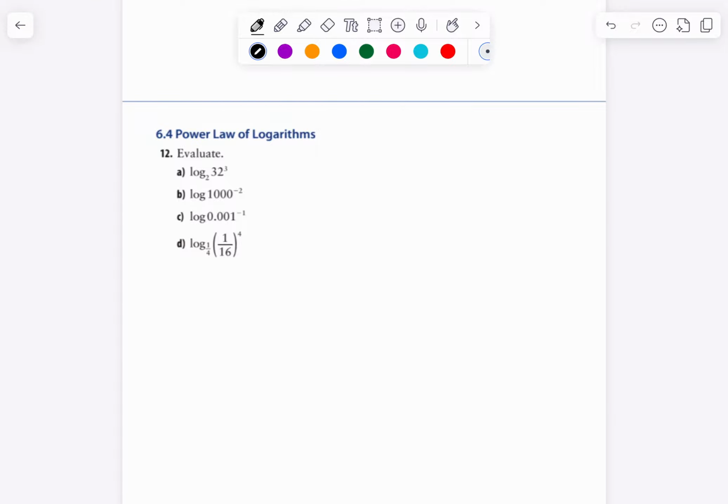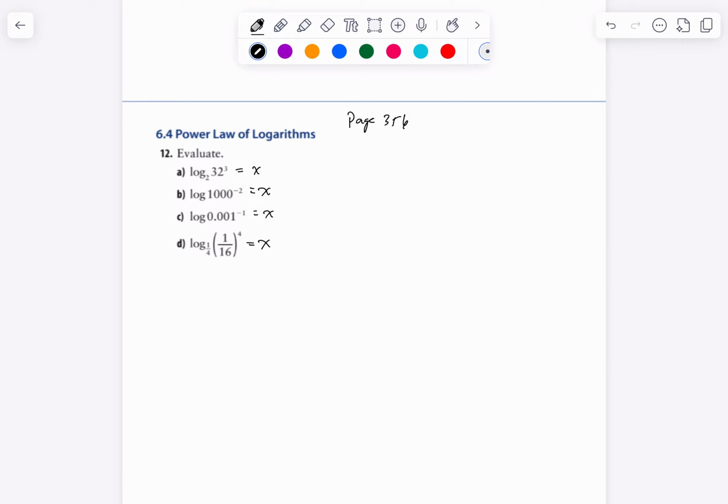Okay, so this is going to be number 12 from page 356. And what we're being asked to do here is just evaluate. So basically find what the exponent would be if this were written in exponential form. So something like this, right? They're all equal to x. That's what we're trying to find.